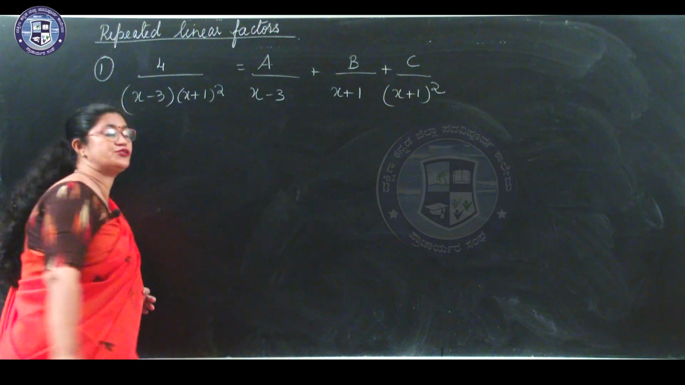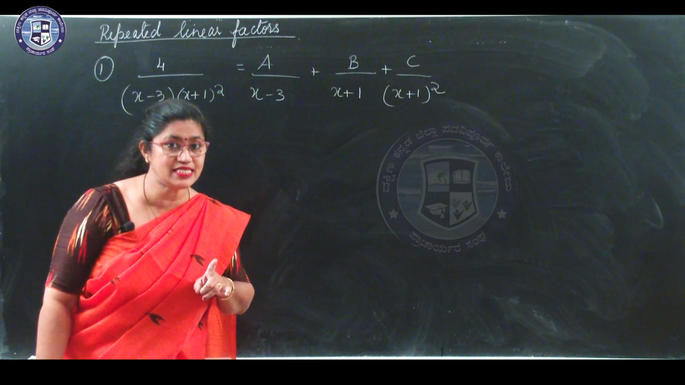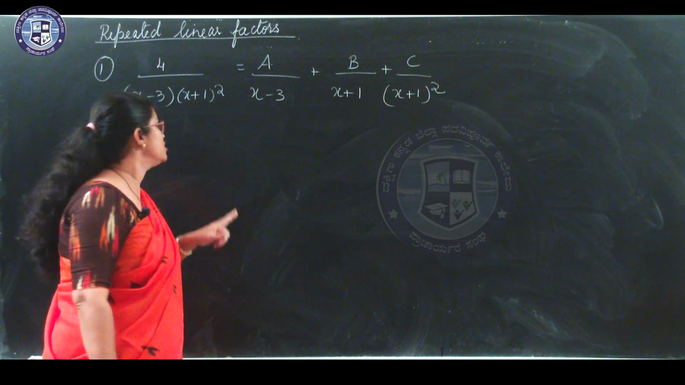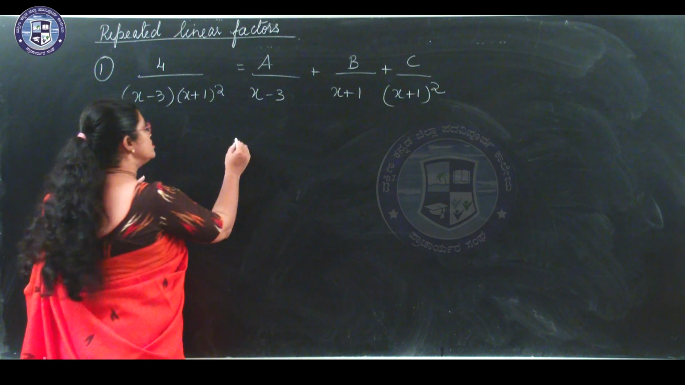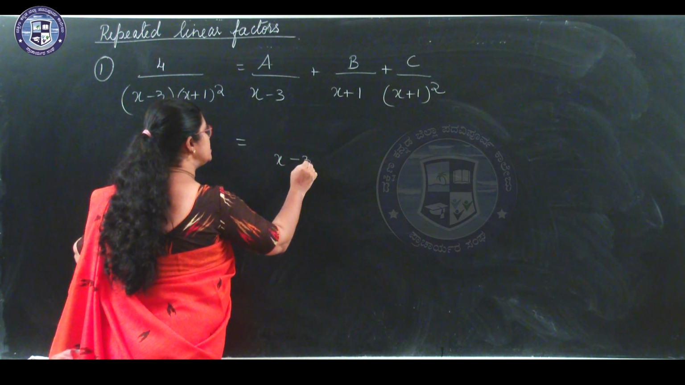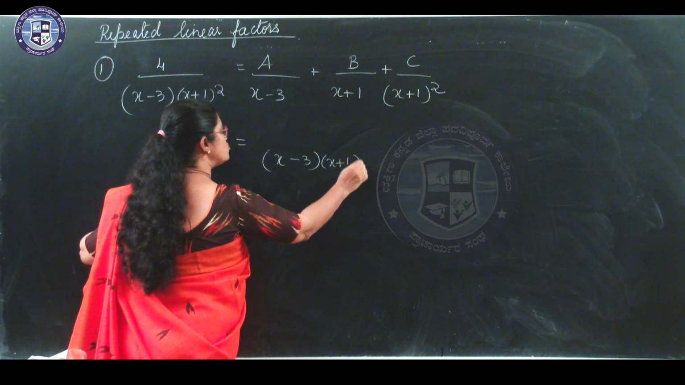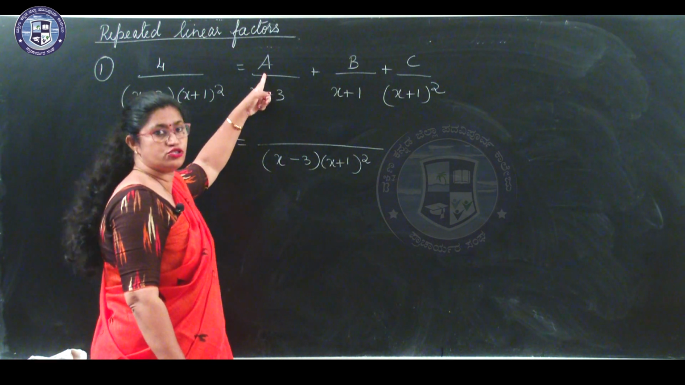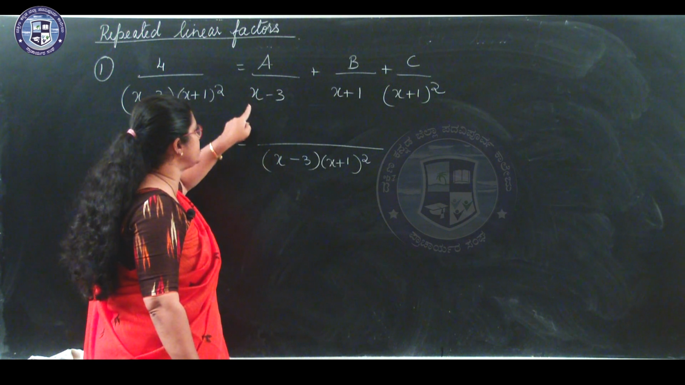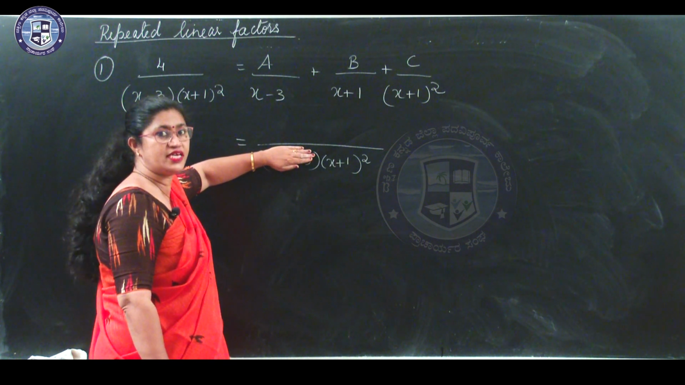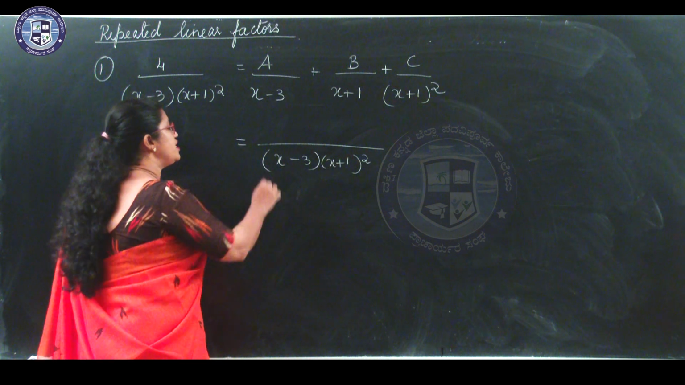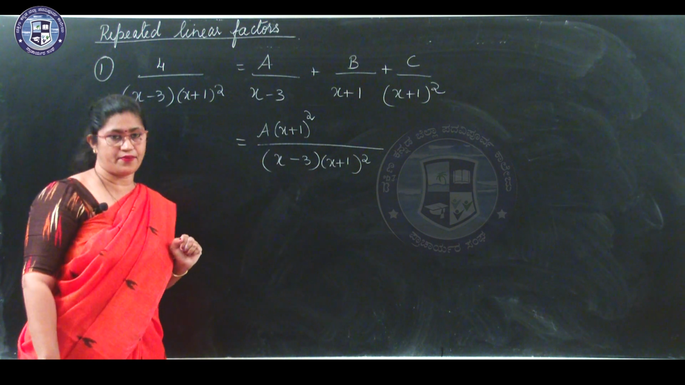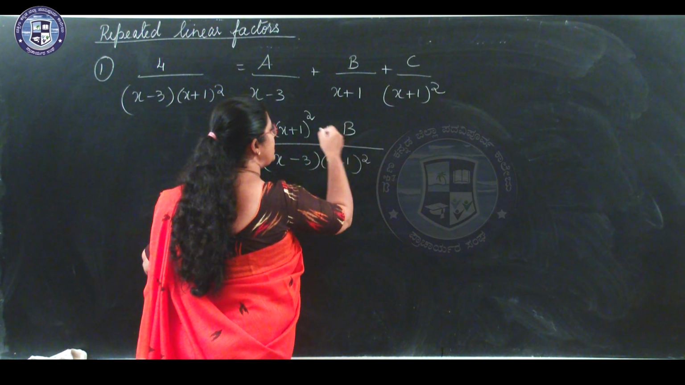Now, be careful when you take the LCM. The LCM will be same as the question. This is your clue. So, do not change the denominator. So, this one is (x minus 3) into (x plus 1) the whole square. Now, what happens to the numerator? A into. So, when I take the LCM, A has denominator (x minus 3). So, everything other than (x minus 3). So, other than (x minus 3), A into (x plus 1) the whole square plus B into.